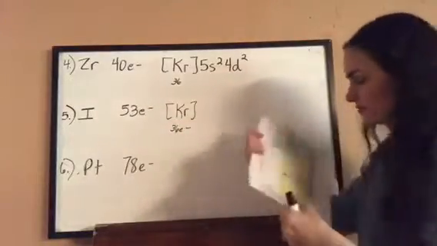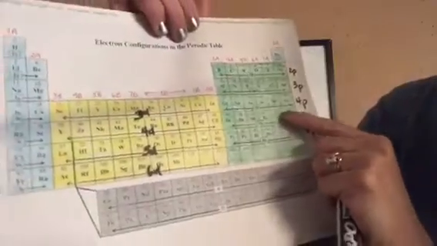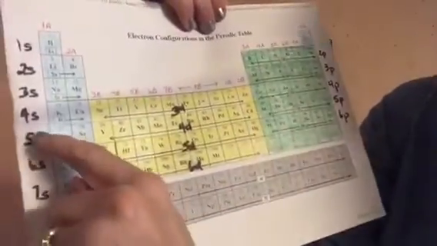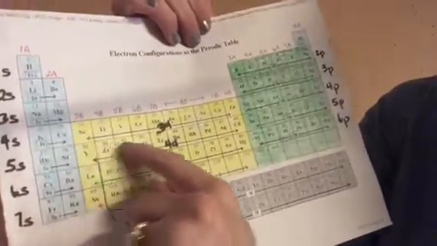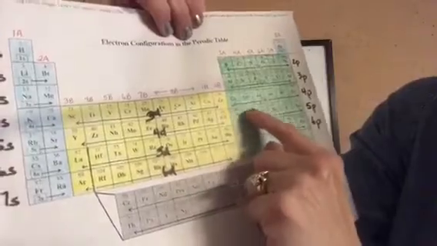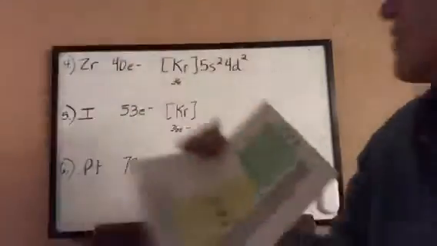We need to account for 53. So let's go along. We have krypton, 36, go down, 5s2, 4d10, 5p, 1, 2, 3, 4, 5.